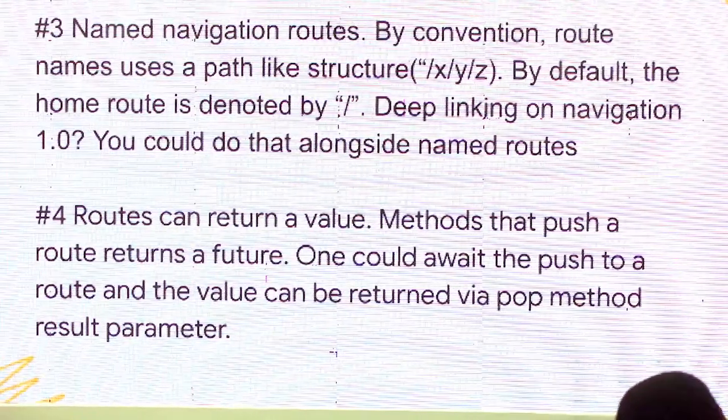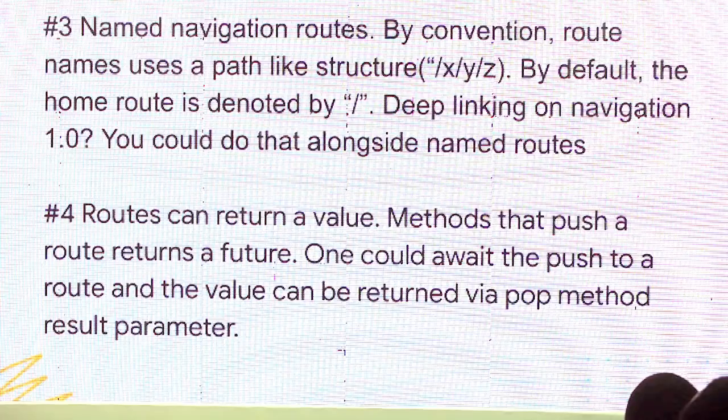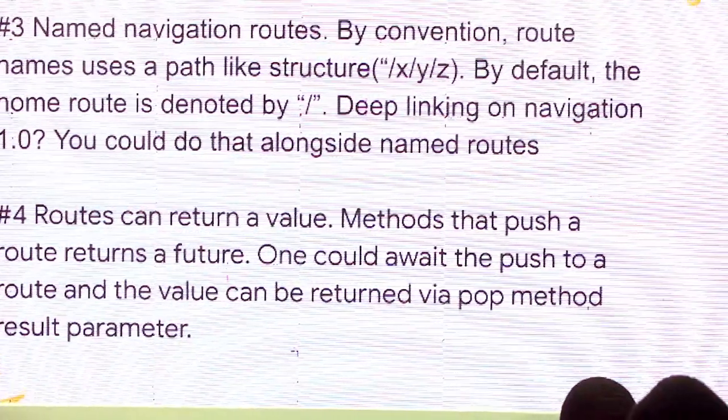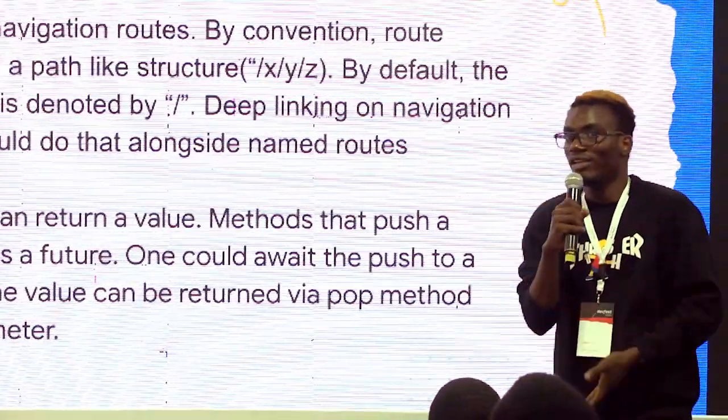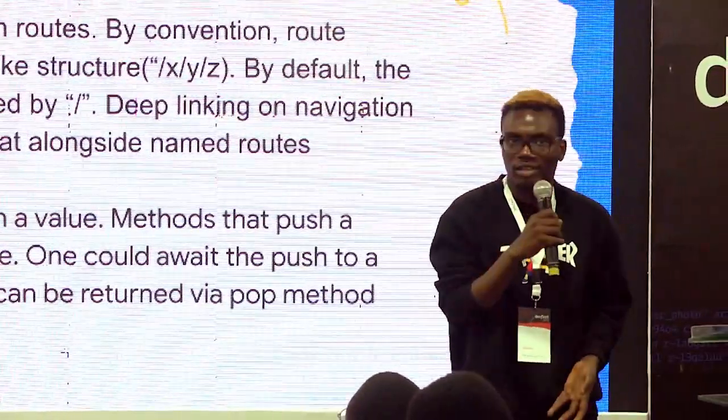Deep linking on navigation 1.0, is that possible? Yeah, it's possible. You could actually do that alongside named routes. I mean, before navigation 2.0, people were doing deep linking, right? So if it's not possible on 1.0, then how are they doing it?